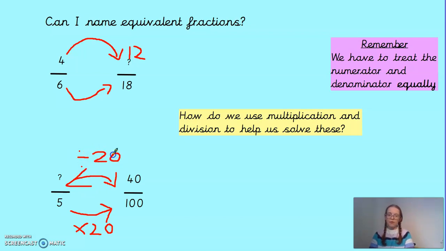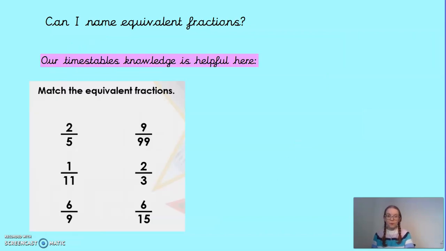So what is 40 divided by 20? Have a think. What do you think it is? Yep, 40 divided by 20 is 2. So this becomes 2 over 5. And it's actually the most simplified version of this fraction here. Okay, so have a think about which direction you need to go in. Do you need to use multiplication, or do you need to use division to work out the missing spots?